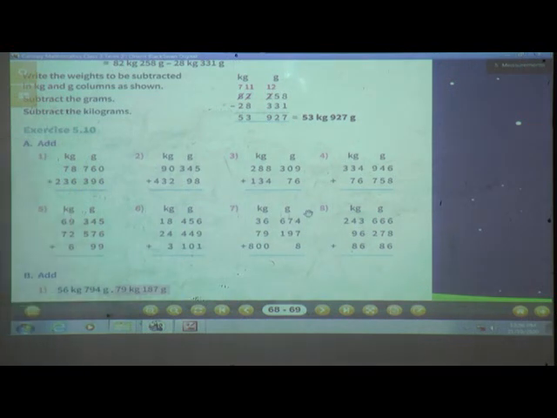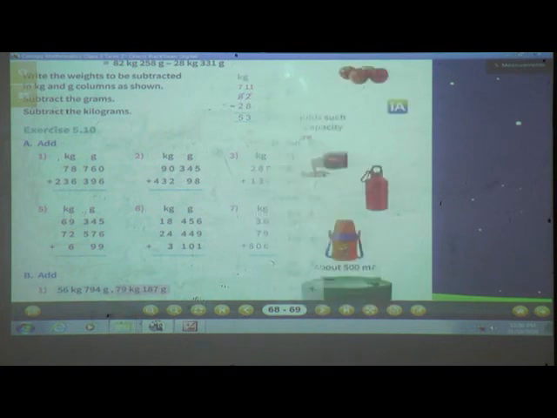Now we'll move to the C question, that is subtraction. So turn your page.